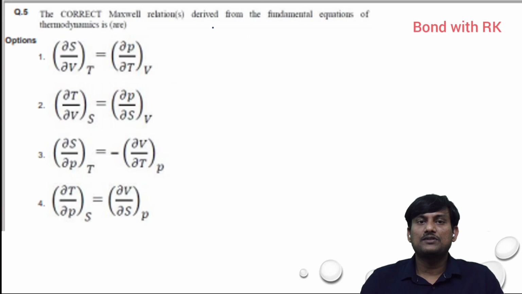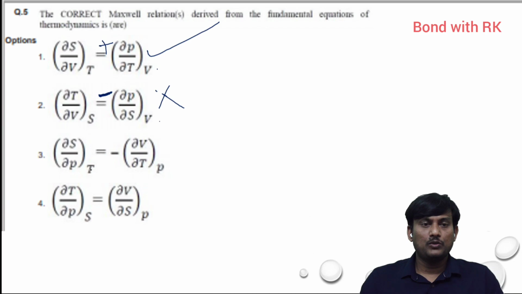The correct Maxwell relationship derived from the fundamental equations of thermodynamics is: ∂S/∂V at constant T is equal to ∂P/∂T at constant V. Here there is a positive sign. This one is correct. And ∂T/∂V at constant S is equal to ∂P/∂S at constant V. Here there is a negative sign. So this one is incorrect.